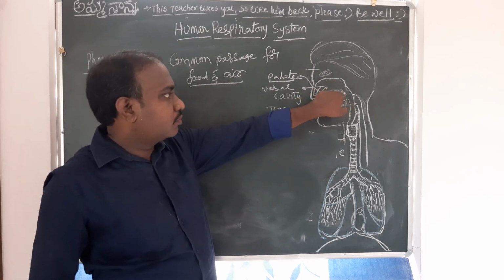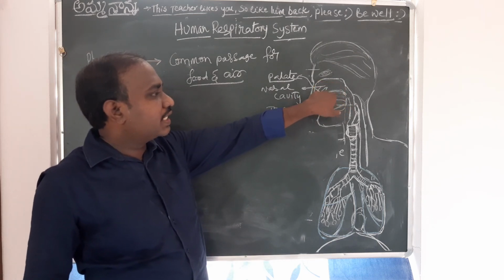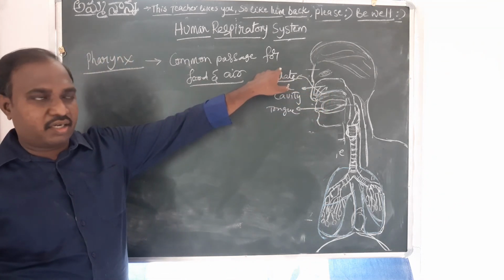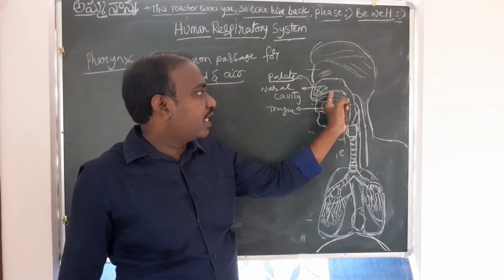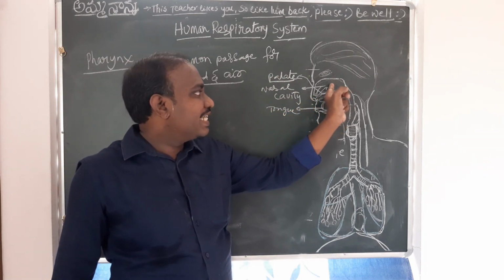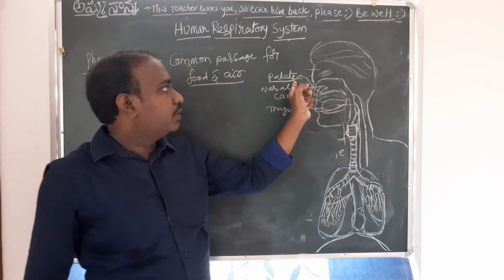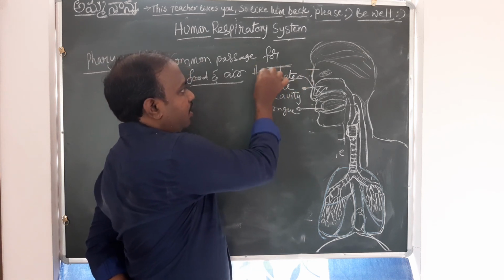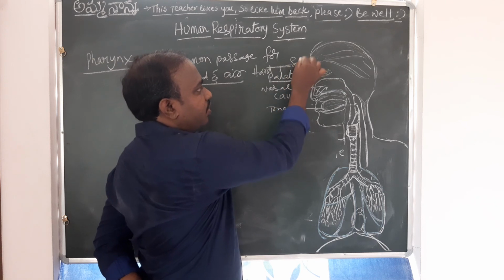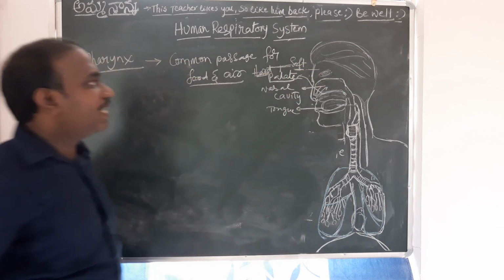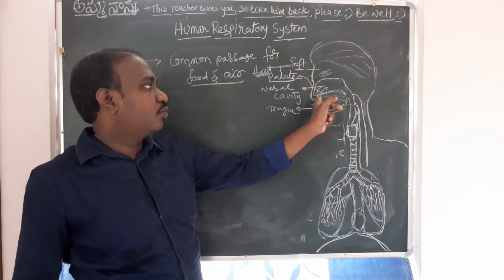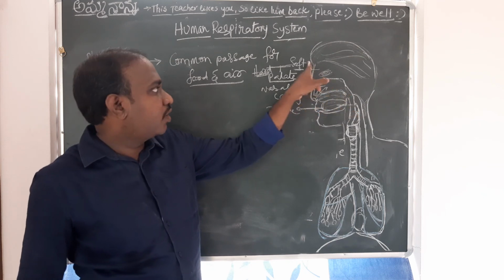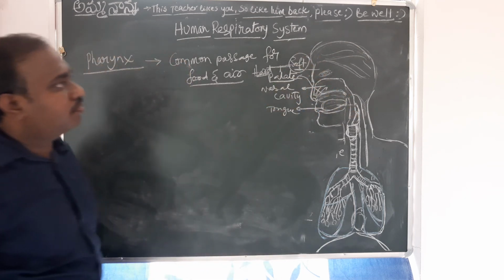At the floor of the nasal cavity, you find the palate. If you see the digestive system, you must have read about this already, right? The roof of the oral cavity has the palate, and the floor of the nasal cavity has the palate. Obviously this palate has two structures. There is a hard palate and then there is a soft palate, right? Anteriorly, towards this end, you will have the hard palate, and towards the posterior end, we have the soft palate.